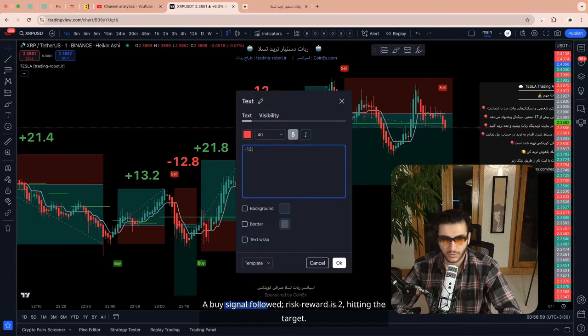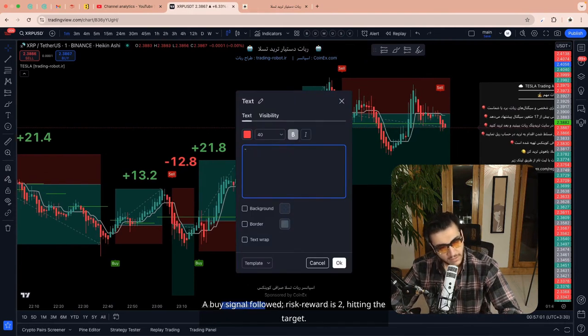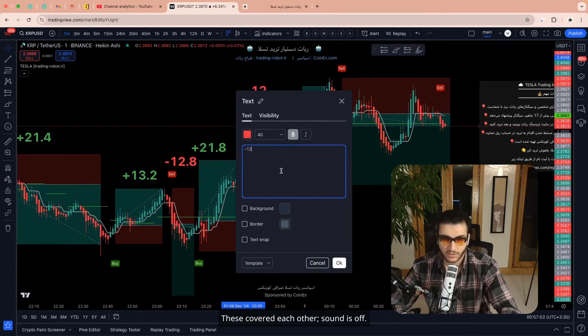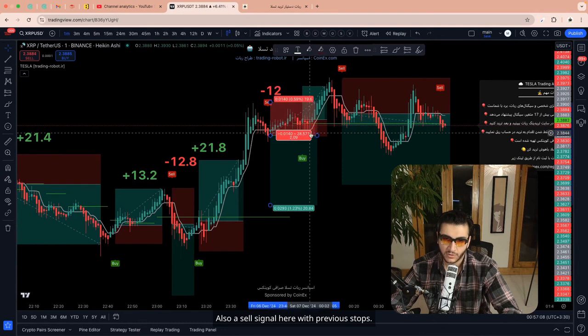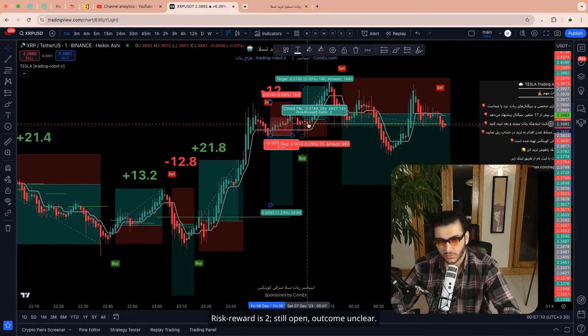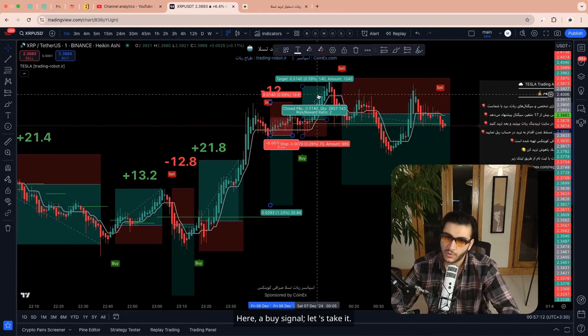Let's reduce this. A buy signal followed. Risk reward is 2, hitting the target. Same positive. Both were 5.9. These covered each other. Now, we'll sum up. Also a sell signal here with previous stops. Risk reward is 2. Still open. Outcome unknown for now.